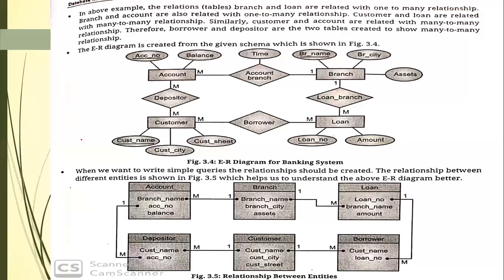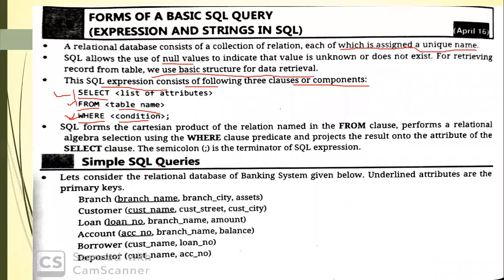Now here we consider simple SQL queries, where we need to create one database. Consider the relational banking database system, which is given in this particular location. We can see in this database that the underlined fields are the primary keys corresponding to each table. First of all, we need to create all these tables: the branch table, customer table, loan table, account table, then the borrower table and depositor table.